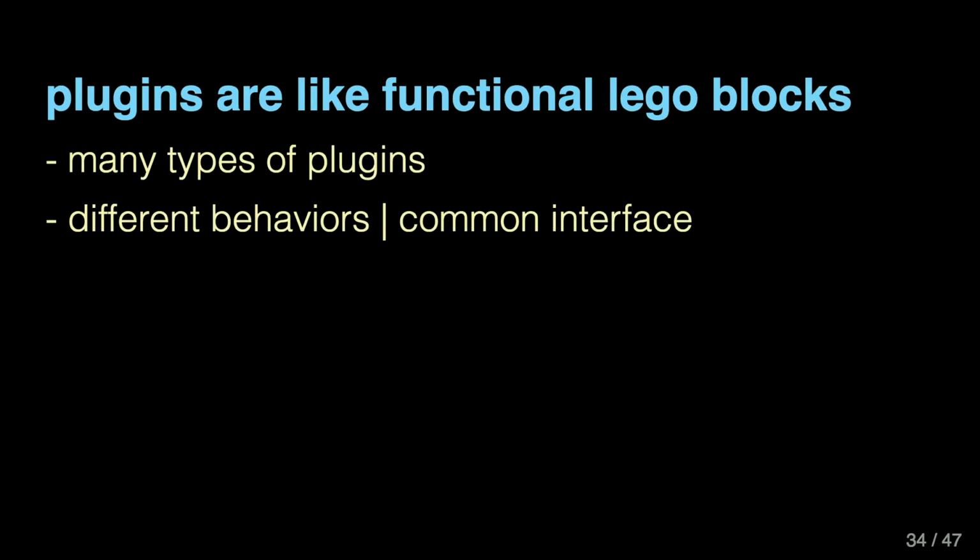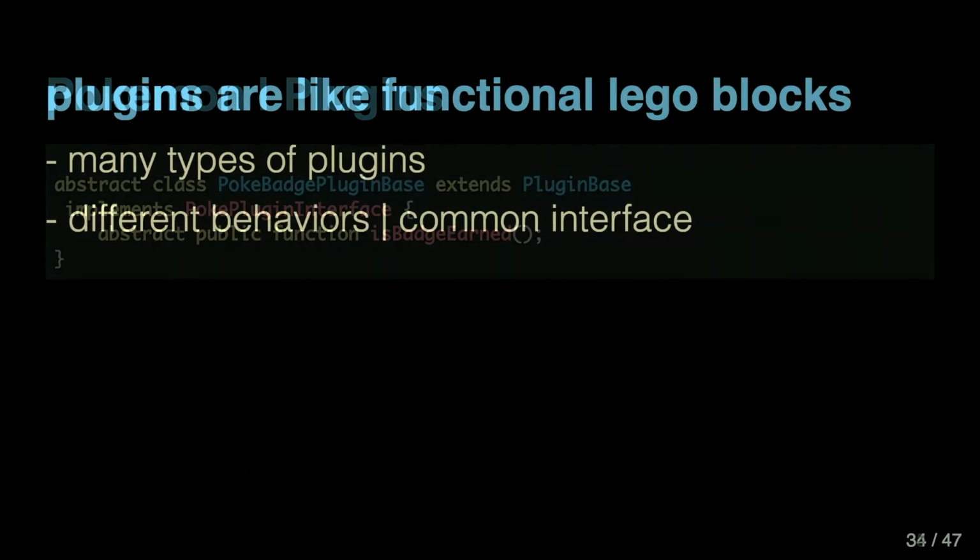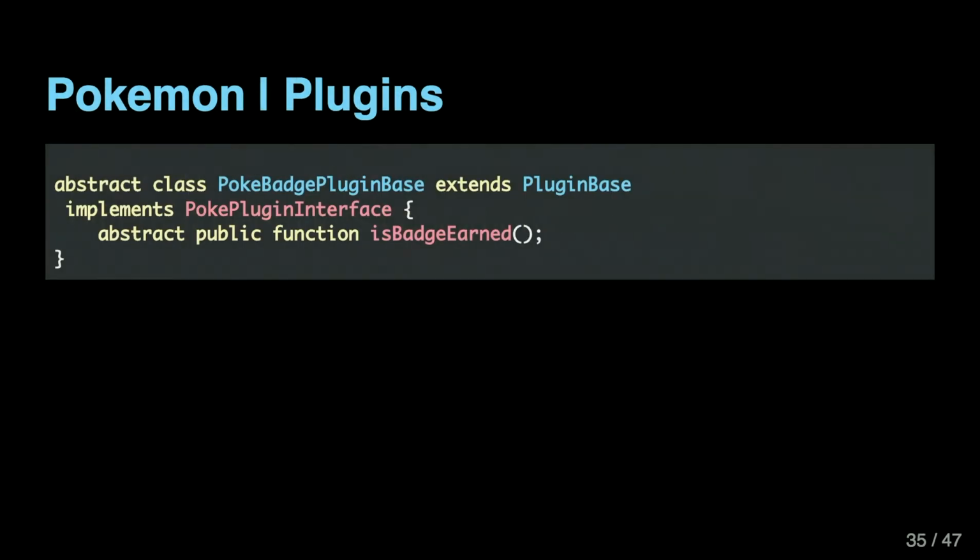Plugins are kind of things that have different behavior, but they have a common interface, and what that means is that they all kind of are structured the same way, but they can do many different things. So you can have like 5 plugins and they kind of have the same structure, but they all have different functionality. Let's look at what a Pokemon plugin for badge system would look like.